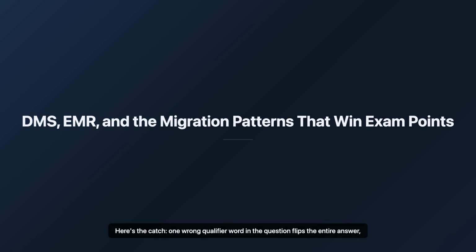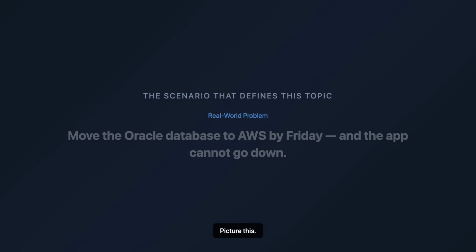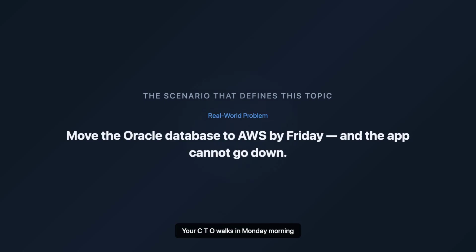Here's the catch: one wrong qualifier word in the question flips the entire answer, and most candidates miss it on the first read. Picture this. Your CTO walks in Monday morning and says the Oracle database needs to be on Aurora-PostgreSQL by Friday, and the customer-facing app cannot have a maintenance window. That single requirement, different engine on each end, plus zero downtime, is the exact problem DMS and SCT were built to solve together. Get the tooling right and the migration is boring. Get it wrong and you lose a weekend, or worse, lose data.